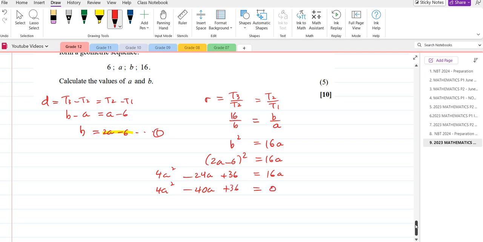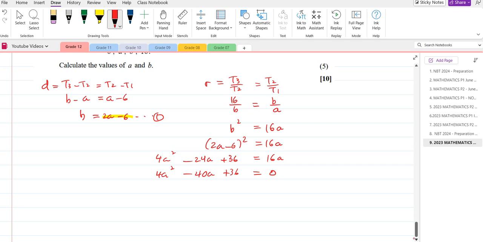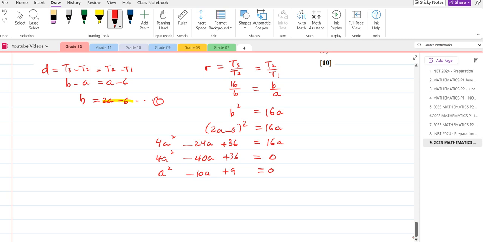Now simplify this equation further by writing in standard form, dividing it by 4. So you're getting a squared minus 10a plus 9 is equal to 0. So we can use the factors. We can factorize this. So that's a minus 1 into a minus 9 is equal to 0.